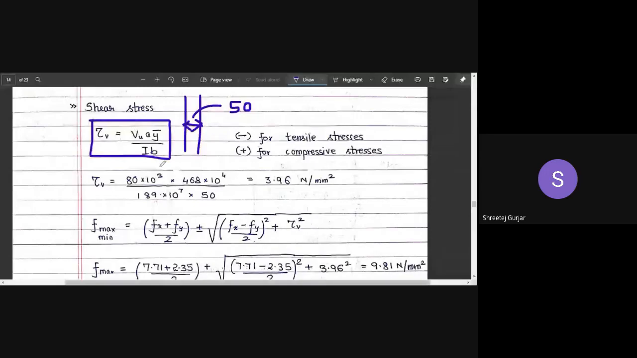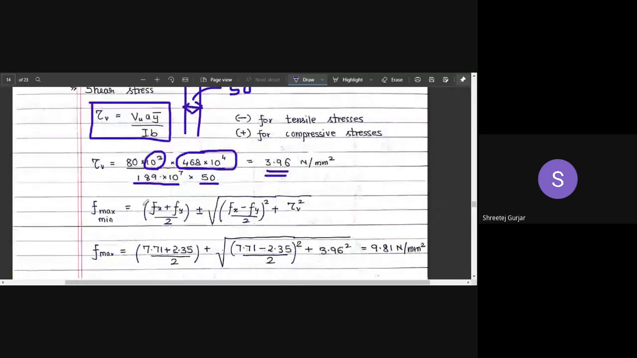So 80 kilonewton into 10 power 3 to convert it into newtons, and this is given as it is. You can substitute. This is in mm, and this is also given in mm raised to 4, and 50 mm. So you can substitute all. After substitution, you can check that the value of tau V is coming as 3.96 Newton per mm squared. Now we have calculated all the things that are required for the calculation of principal stresses.